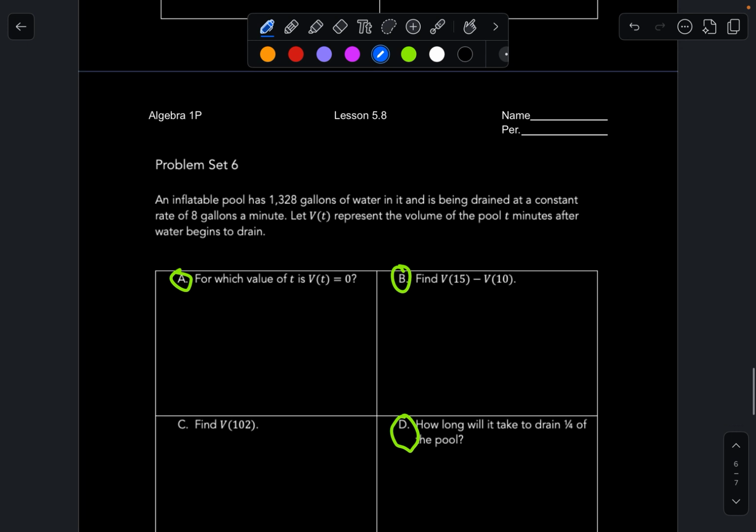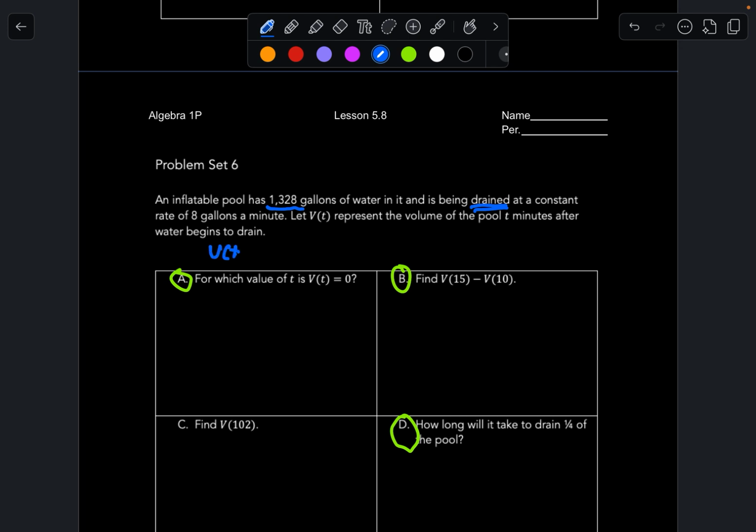Finally, the last, I got 3 here. For which value of t is V of t equal to 0? So they give you this information. They say an inflatable pool can hold 1,328 gallons of water and is being drained, which means it's losing 8 gallons of water per minute. So you can easily come up with a simple equation.